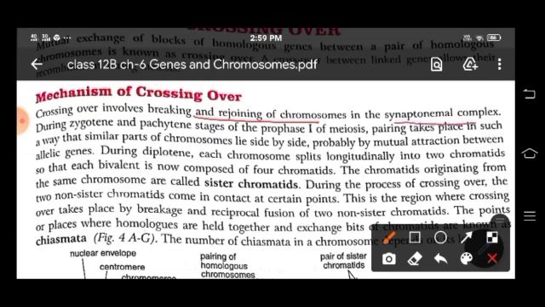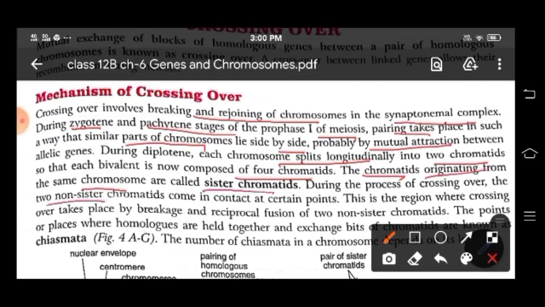synaptonemal complex. During the zygotene and pachytene stages of prophase I of meiosis, pairing takes place in such a way that similar parts of chromosomes lie side by side by mutual attraction between them. The chromosome splits longitudinally in the diplotene stage into two chromatids, so the bivalent is now composed of 4 chromatids. The chromatids originating from the same chromosome are known as sister chromatids.